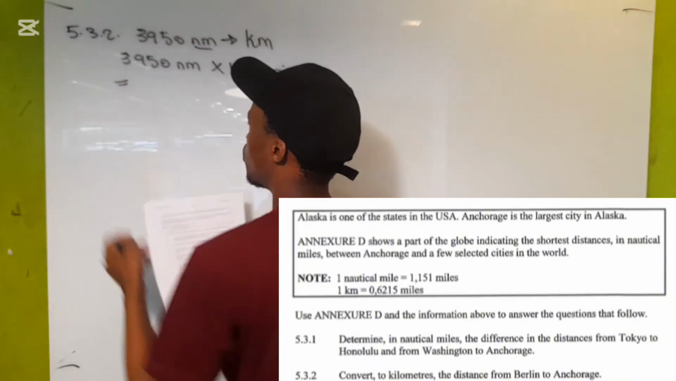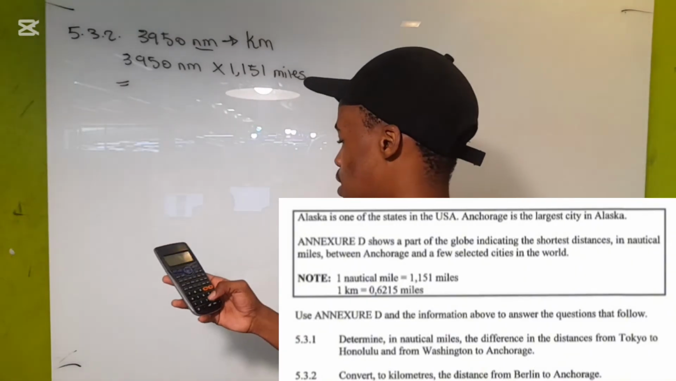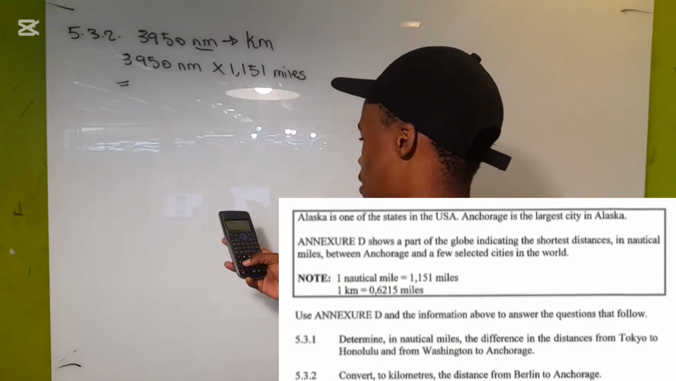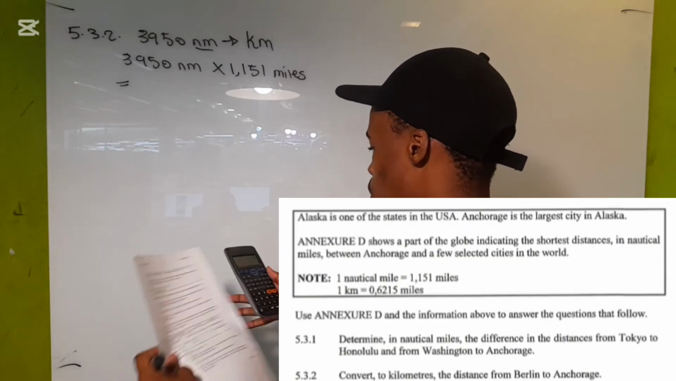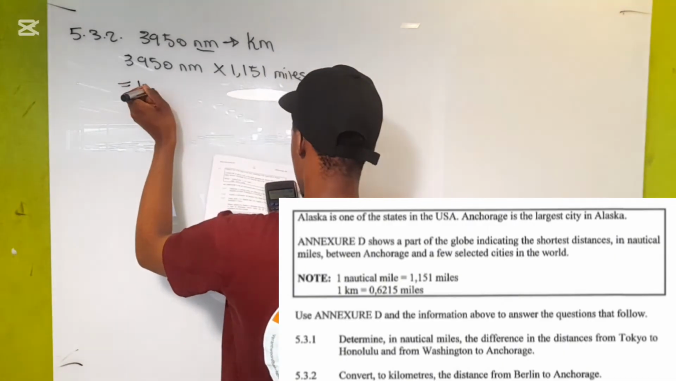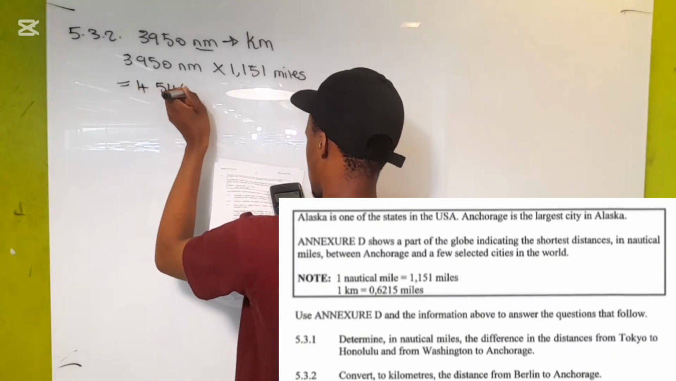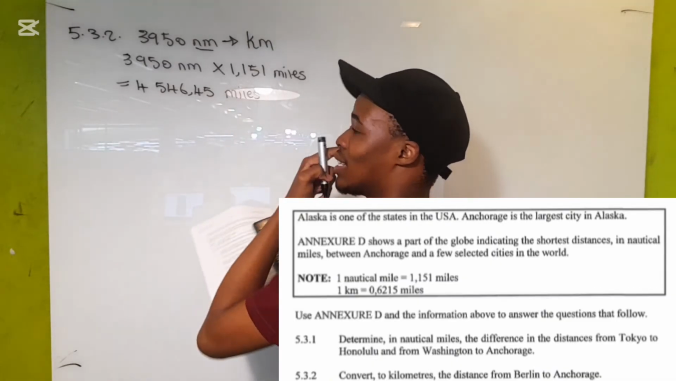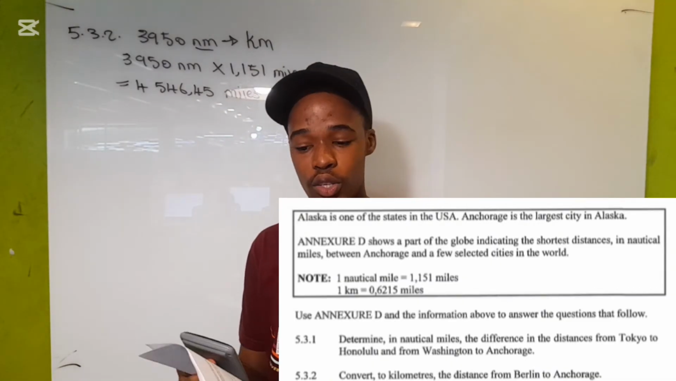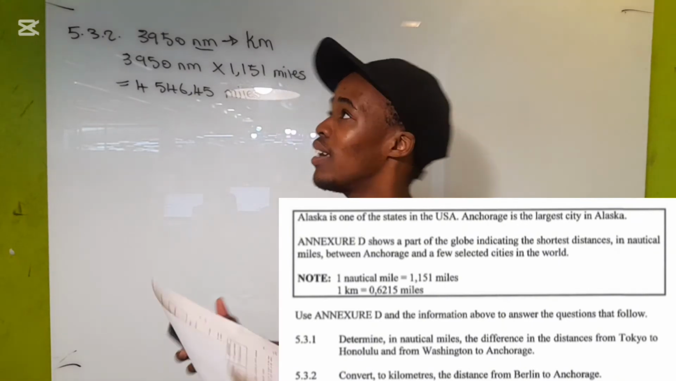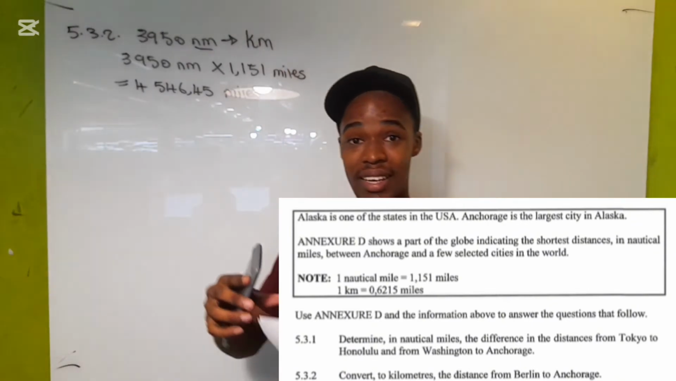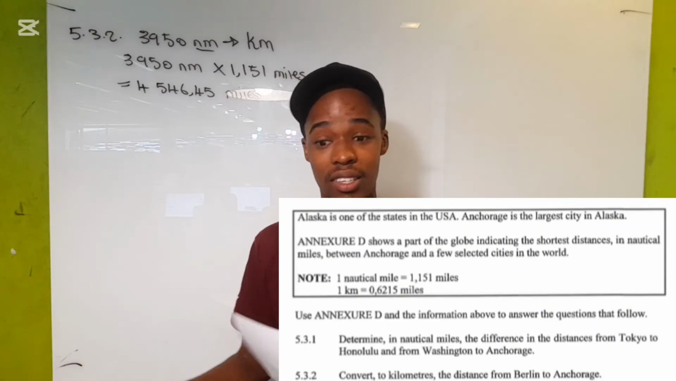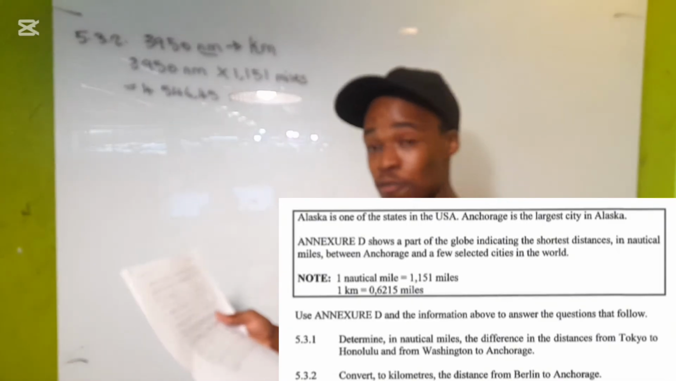Okay, so you quickly click that on the calculator. 3,950 multiplied by 1.151 gives us a total of 4,546.45 miles. So now we have our answer in miles, but we're not done, because the question is asking us to give the final answer in kilometers. So this means that now we take the miles and convert them to kilometers in order to get the final answer.